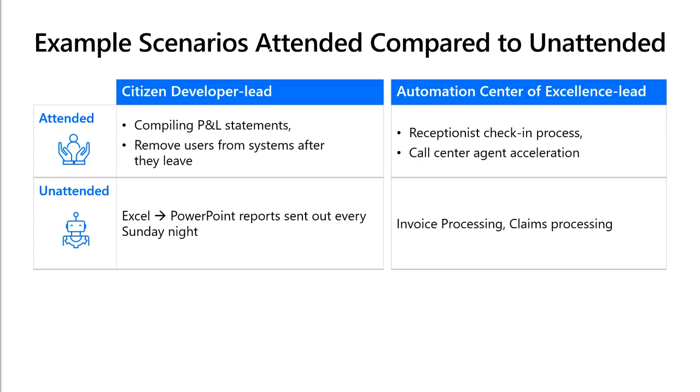When we think about Automation Center of Excellence lead scenarios for unattended, this could include things like invoice processing or claims processing. So the example that I was talking about with invoice automation is a great example that would likely be unattended, and it would require a little bit more than your citizen developer scenarios to make sure that you're covering all the scenarios and you're making an enterprise grade type of UI flow.